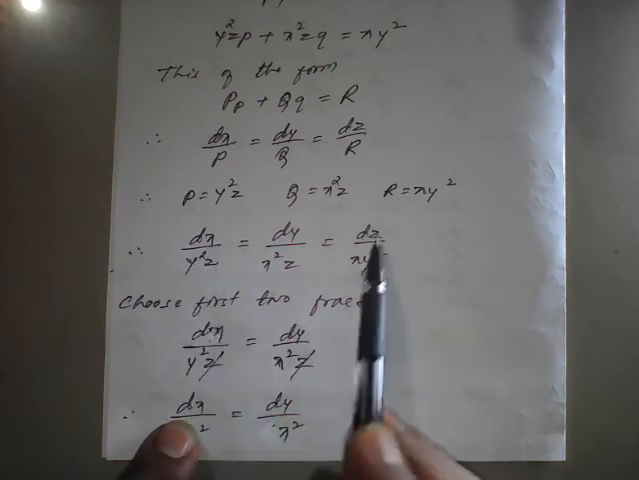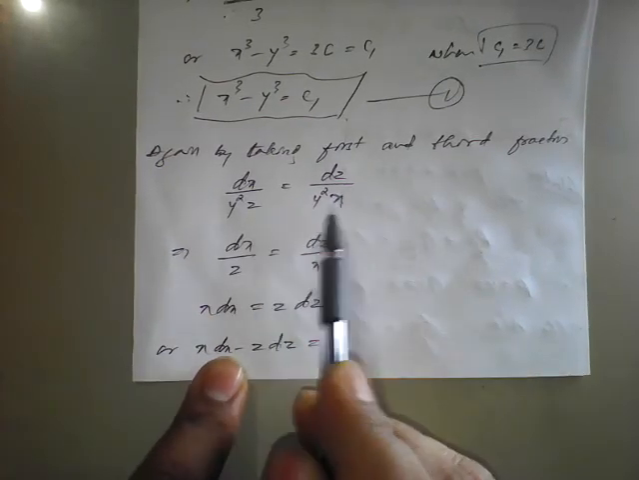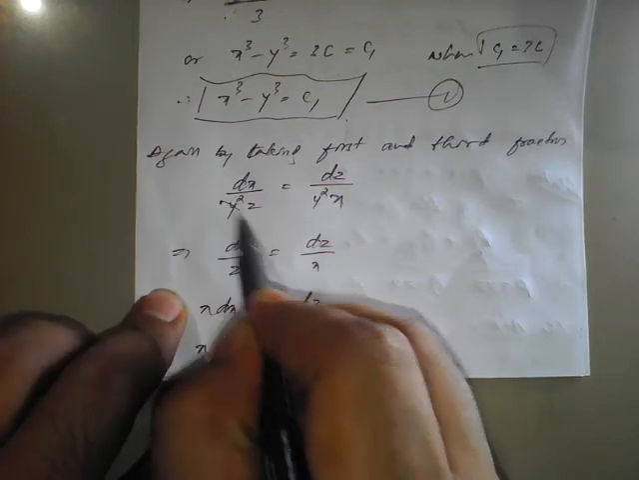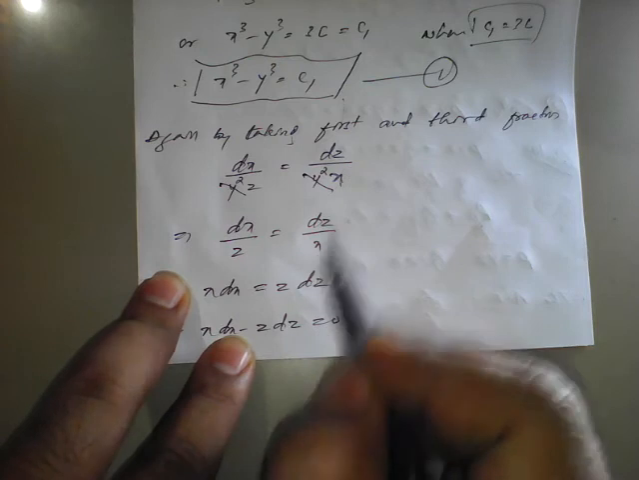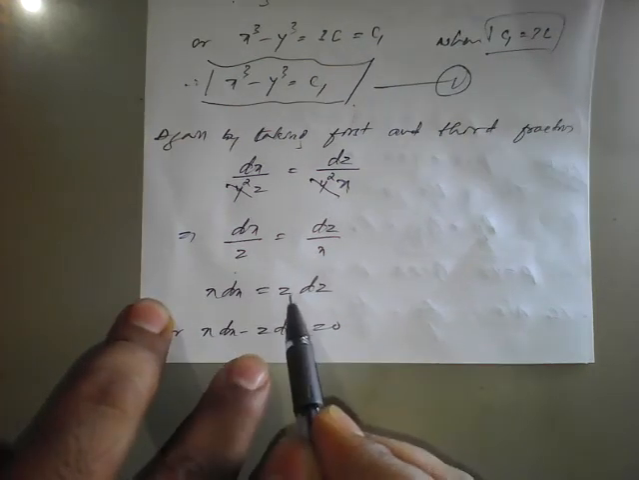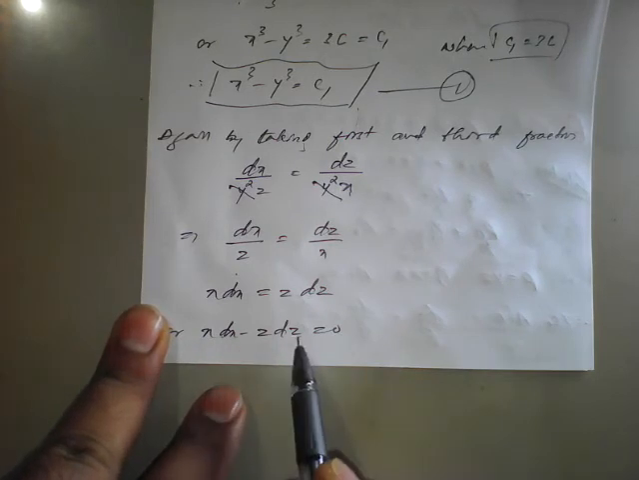So the first pair and third pair I am going to choose. You have to be careful while choosing. After choosing first and third, y square cancels and we are left with dx upon z and dz upon x. Cross multiply, and we get x dx is equal to z dz. Take it inside, and once it is ready, integrate on both sides.